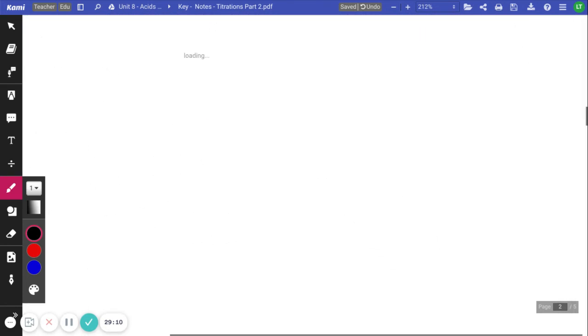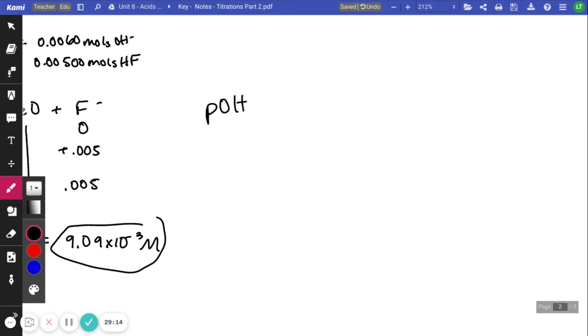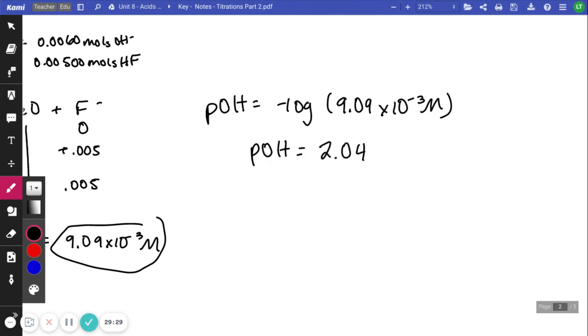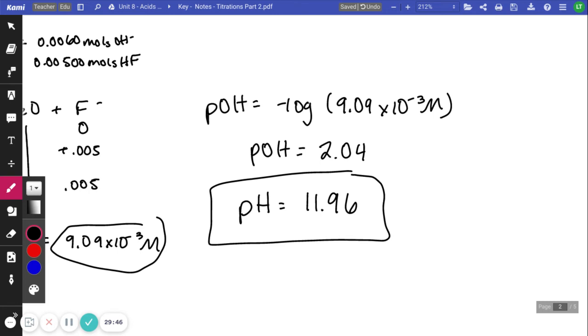So since it's a strong base, I can just say that my pOH is going to be equal to the negative log of my hydroxide ion concentration, which is 9.09 times 10 to the negative 3 molar. So I get that my pOH is 2.04. I can then use my pOH to solve for my pH, just subtract 14 minus 2.04, and I get that my pH is equal to 11.96. And that would be my answer. And again, just because we have that strong base there, we can just do a normal pH calculation, which makes it so much easier to solve this problem.